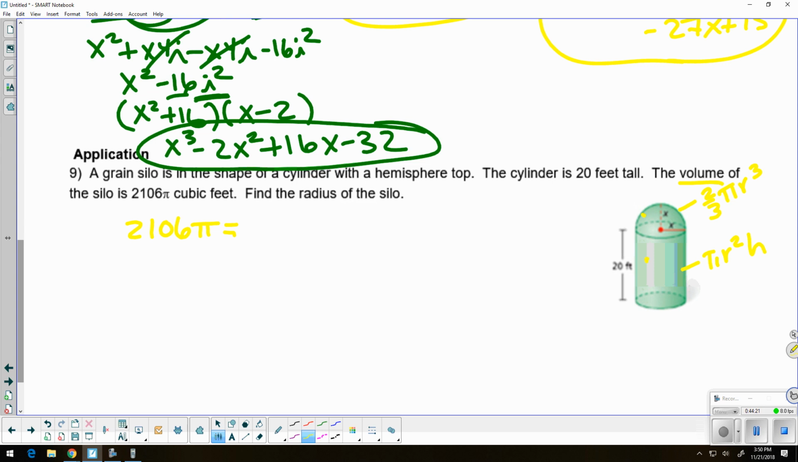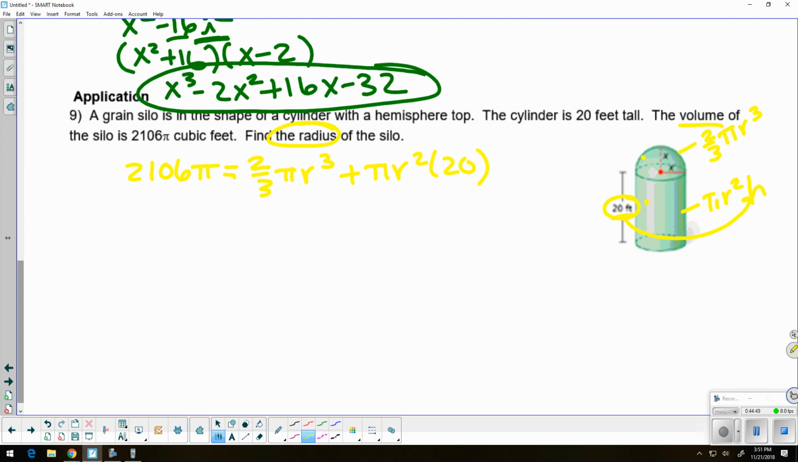We're solving for r, since it says to find the radius, but we at least know the height of the cylinder. So we're going to plug 20 into h. So we would have 2/3 pi r cubed plus pi r squared times 20. Next, I'm just going to rewrite that last term so it looks nicer: 2/3 pi r cubed plus 20 pi r squared.